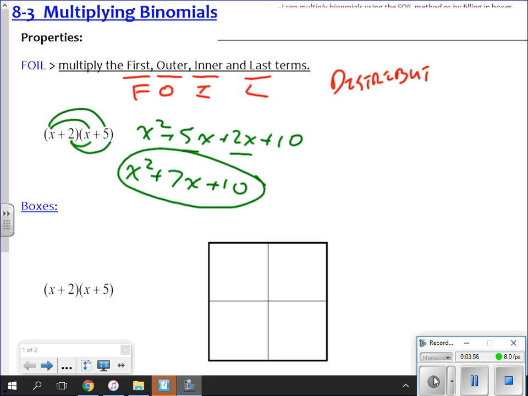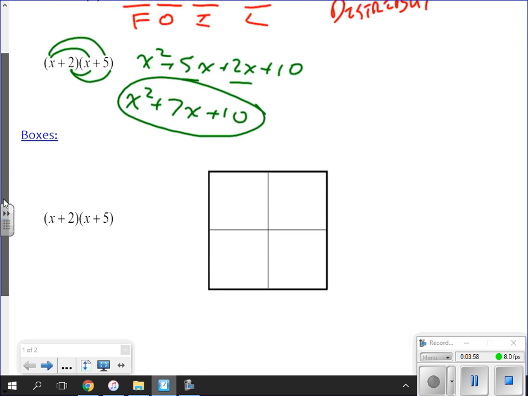There is another way to multiply them that will work with any type of polynomial, not just binomials like this. That's called the boxes method. You have a box. You're basically setting up a multiplication chart. So I have a binomial, 2 terms, a binomial, 2 terms. So I have a 2 by 2.